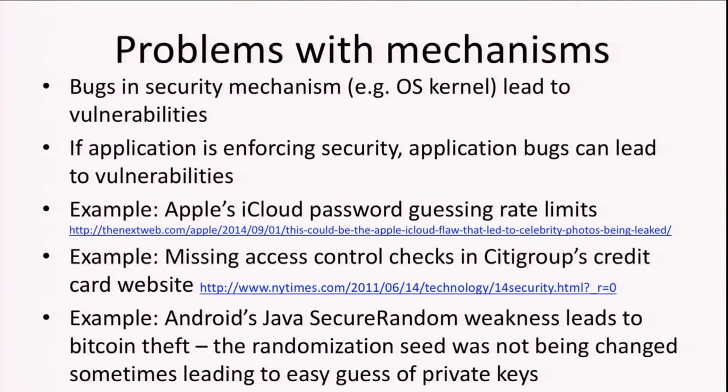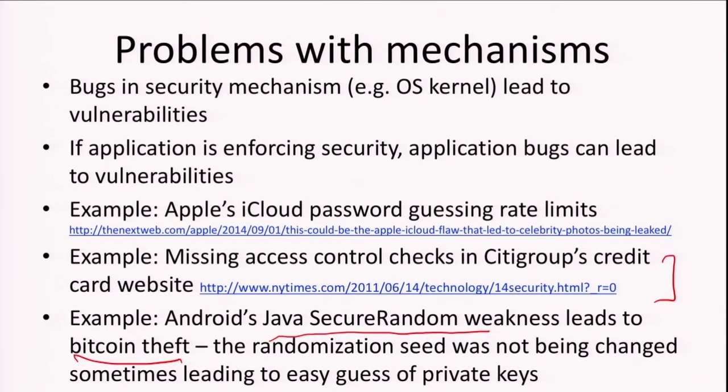There was Citigroup's credit card website, which also had some access control check problems. They had this breach some years ago in 2011. And then Android's Java secure random method actually had this weakness that it was not really random. The seed was not changing. So if you keep random number generation in a cycle, after a while you will be guessing what random numbers will be generated, and that led to Bitcoin theft a couple of years ago.